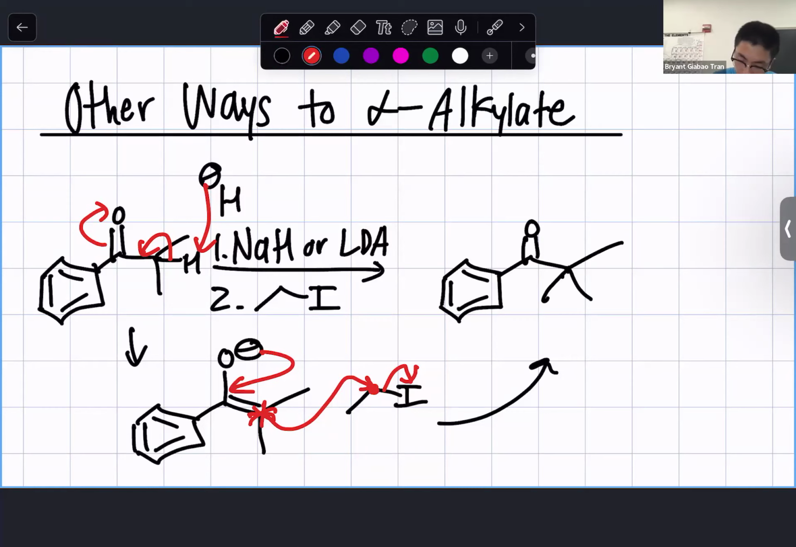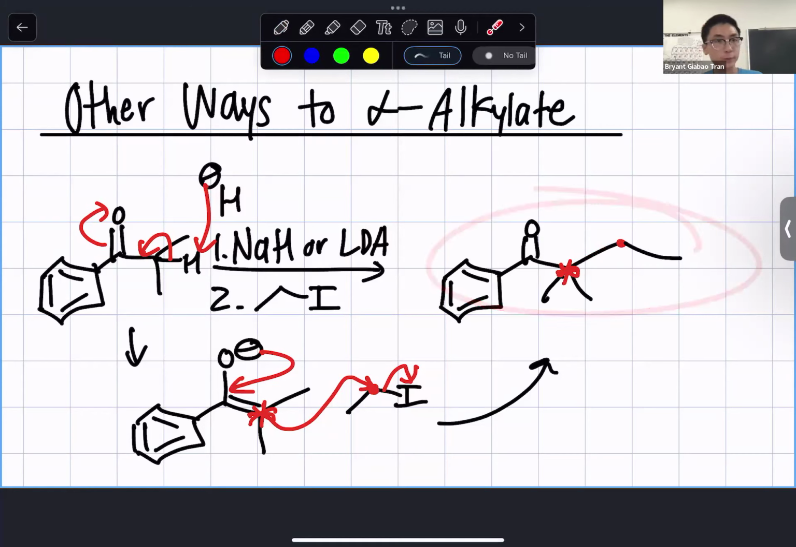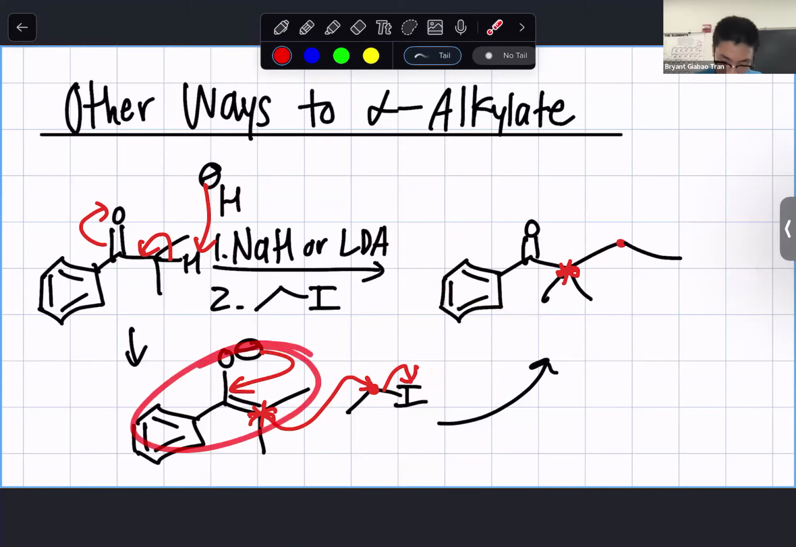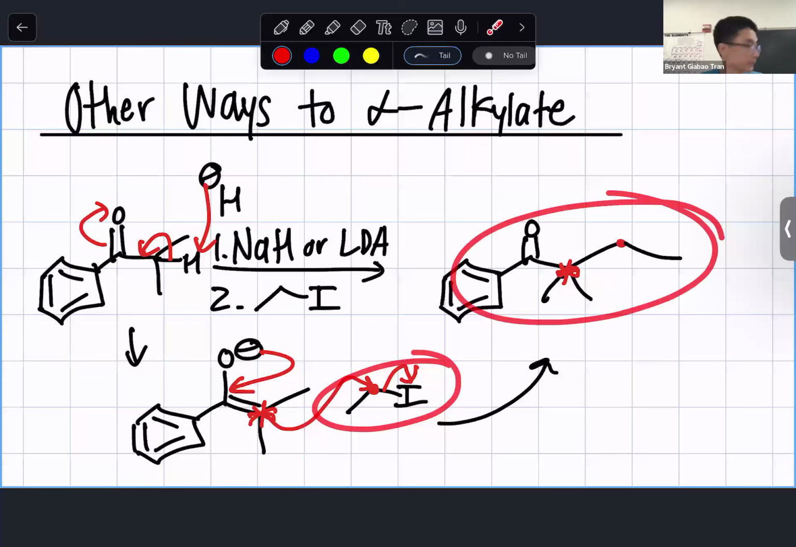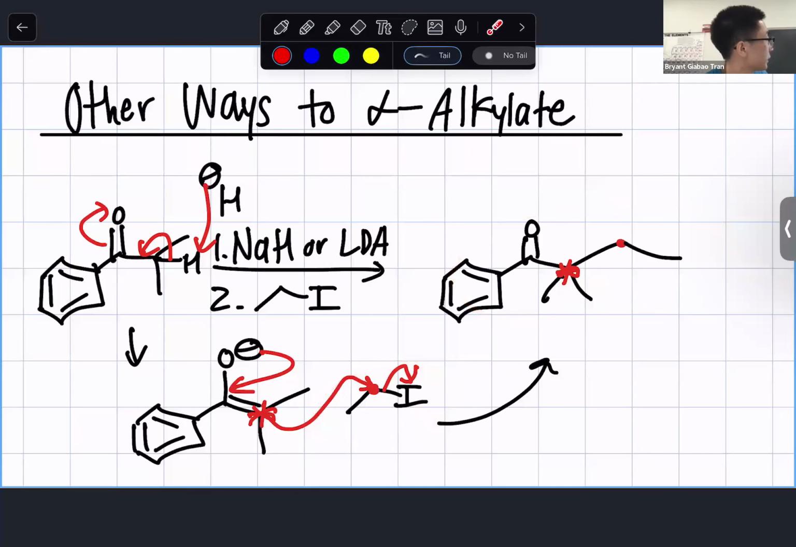Right? Where this is the star atom, this is the dot atom, this is the new bond between the star and dot. The dot is attached to one more carbon there. So that's another way to alpha alkylate: deprotonate the alpha hydrogen, form the enolate nucleophile, and then do an SN2 reaction where your enolate is your nucleophile and your electrophile is a haloalkane to get that alpha-alkylated product.